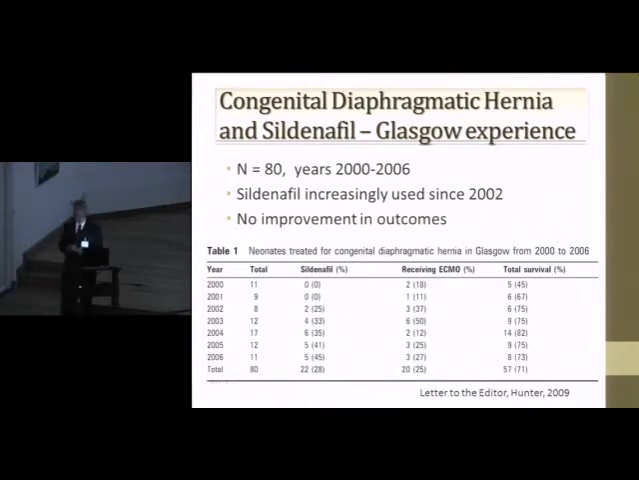So in relation to that, there were people in Glasgow. I don't think anybody, there might be one or two people here from the UK, but they looked at their experience that grew over time. So they looked at 2000 to 2006 with a total of 80 babies who were treated with congenital diaphragmatic hernia.